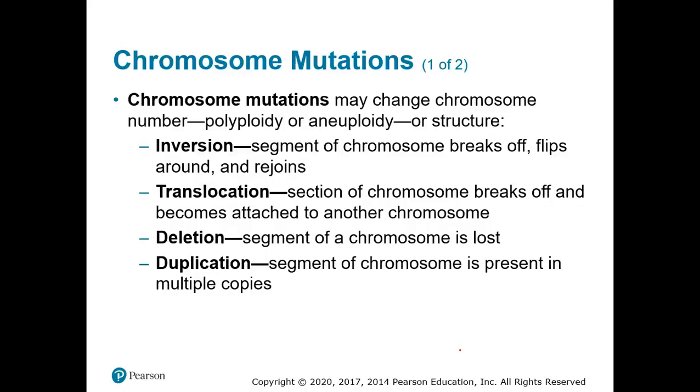Not only can we change the number, but we can change the structure of our chromosomes. So we're going to see things like inversions. This is where part of a chromosome will break off, basically do a flip, and then rejoin. We've inverted a section. We also have translocations, where you break off a section and it attaches to a different chromosome. We can have deletions, where certain regions of our chromosomes can be lost, and duplications, where we can make extra copies of certain regions of our chromosome.